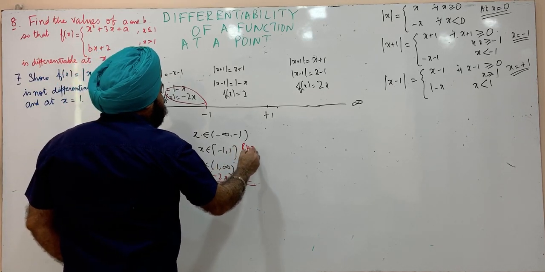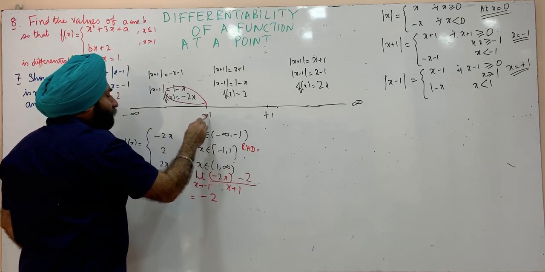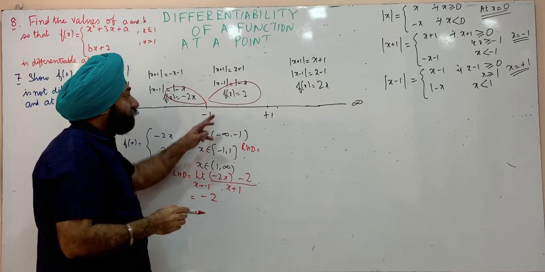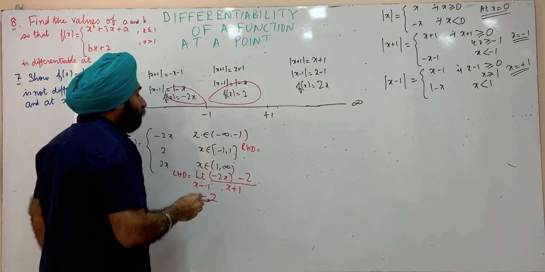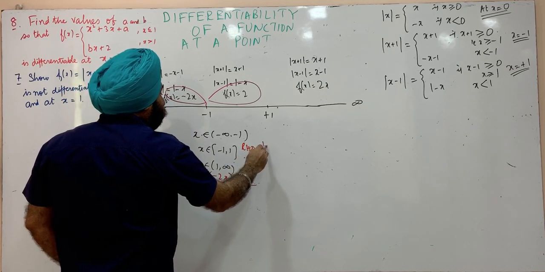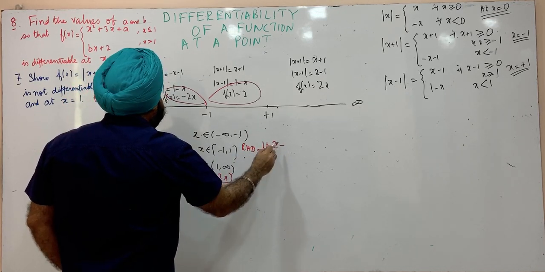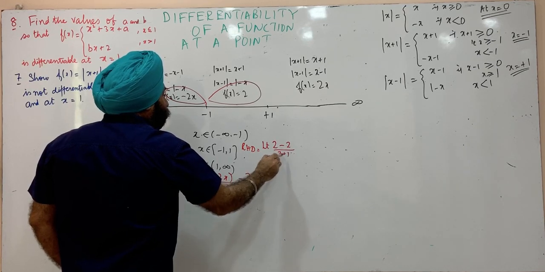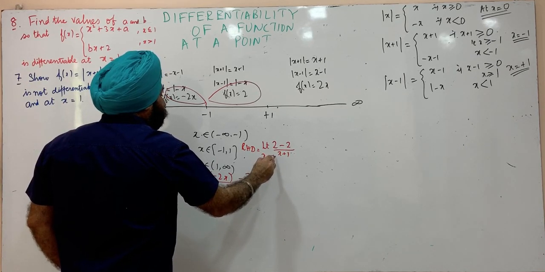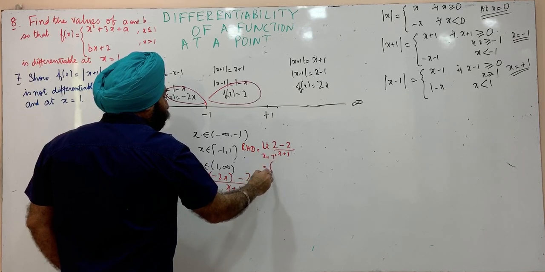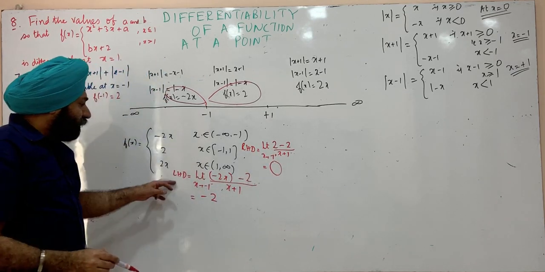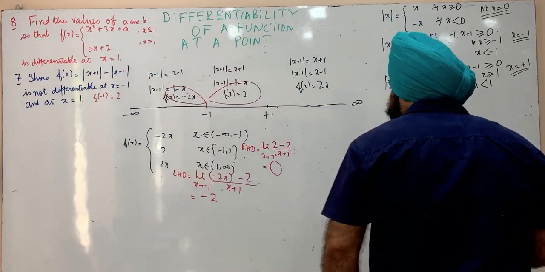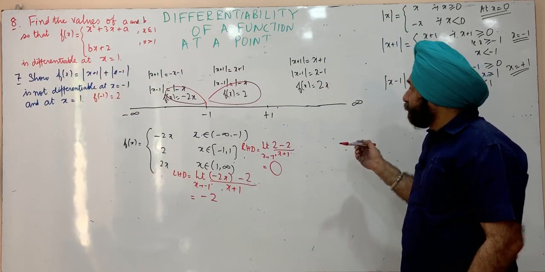Next we find out right hand derivative. For x is equal to minus 1, this is the function to the right of minus 1. This will give us the right hand derivative. So right hand derivative is limit of the function minus f of minus 1, that is 2, upon x plus 1 as x approaches minus 1 plus. Numerator is 0, so this is 0. Left hand derivative is minus 2, right hand derivative is 0. The function is not differentiable at x is equal to minus 1.